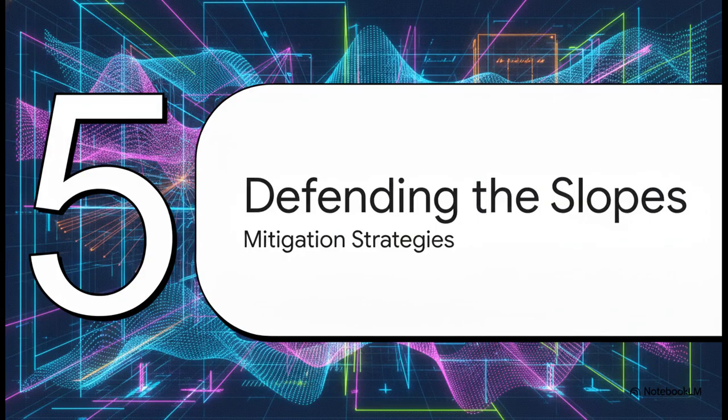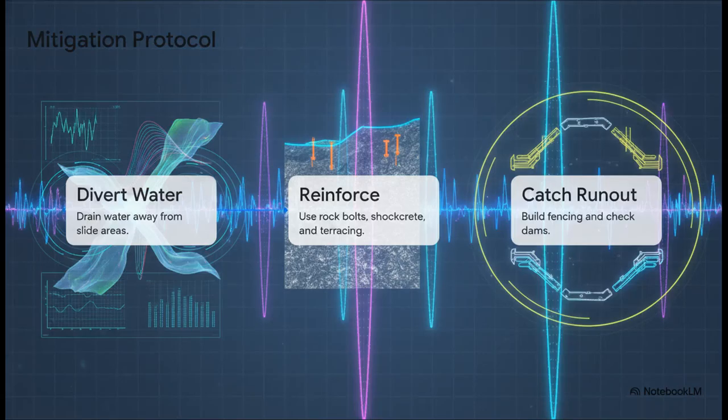Finally, Section 5, Mitigation, Defending the Slopes. We know the physics, we know the triggers, and we can identify the aftermath. So how do we actually protect human populations from these gravitational inevitabilities? Well, engineering offers a sequential protocol for slope defense. Step 1 is always about the water.